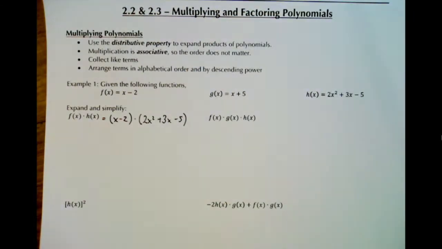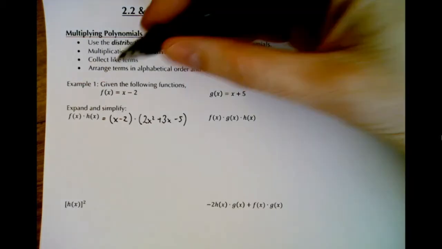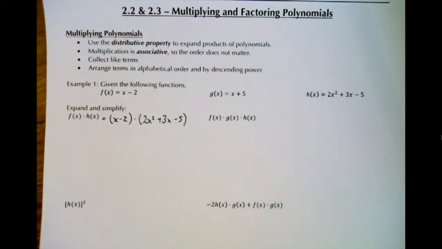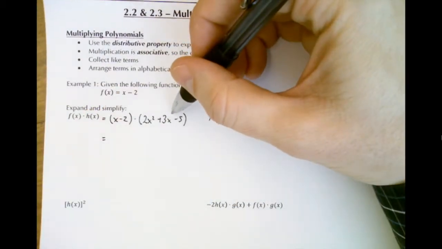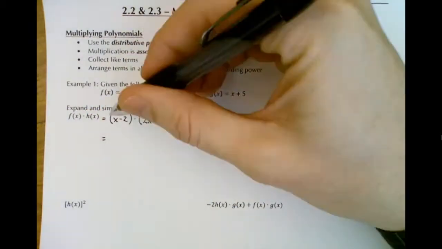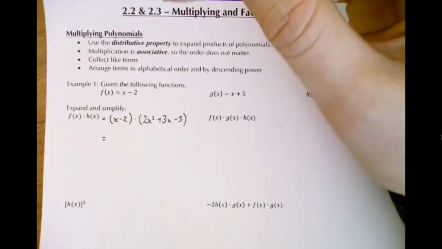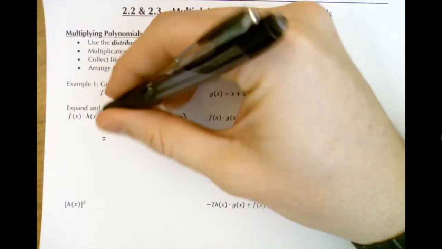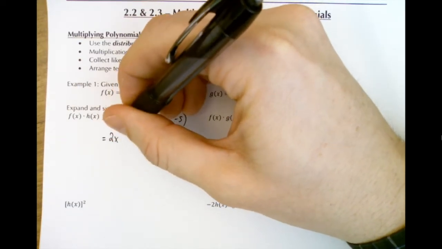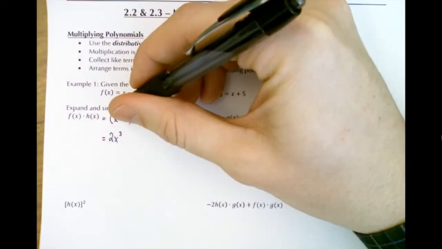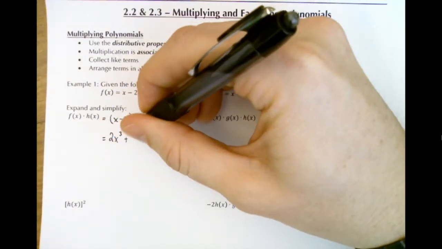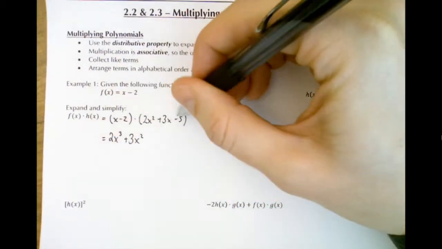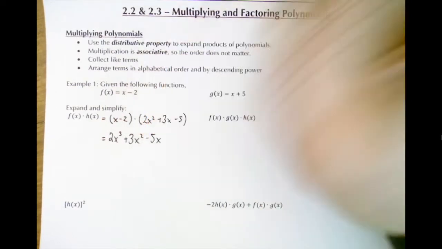Now this is a little bit more complicated than your traditional FOIL because it's not a 2 by 2. It's 2 terms by 3 terms. Kind of works the same way though. Every term in the first bracket needs to multiply every term in the second bracket. So let's start with our x and multiply it by every term in the bracket. So we got x times 2x squared will be 2x cubed. Remember, you're adding the exponents, multiplying the coefficients. X times 3x will become 3x squared, and x times negative 5 will become negative 5x.